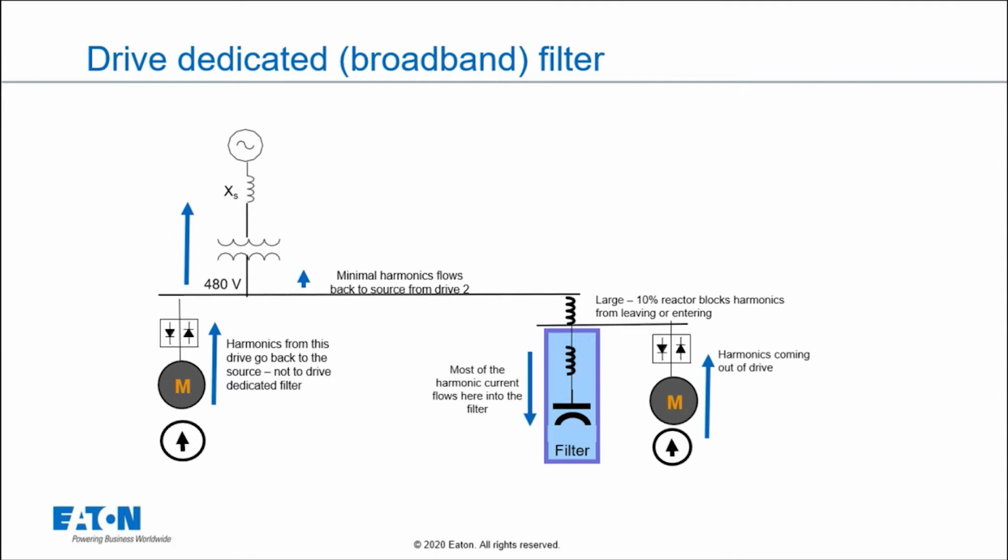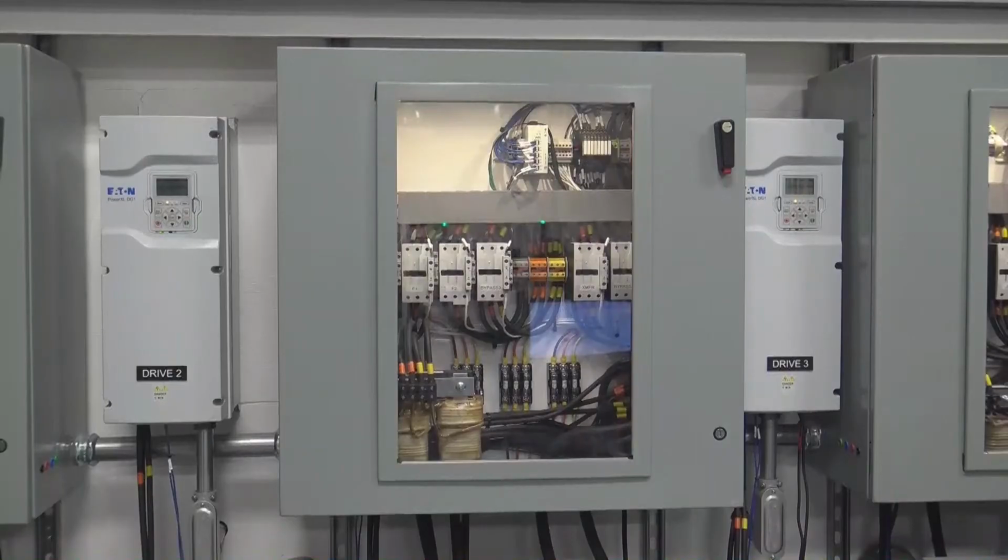The one on the right where the filter is, if you notice there's a large 10% reactor that basically blocks the harmonics from leaving the drive that's connected to the bus there, and so they want to flow into the filter. And the harmonics that are coming out of the other drive on the left don't want to come into the filter. So it turns what would basically be a 6-pulse drive into roughly a 12 or 18 pulse system. Now what we'll do is I'll show you what the guts of that type of a filter look like.